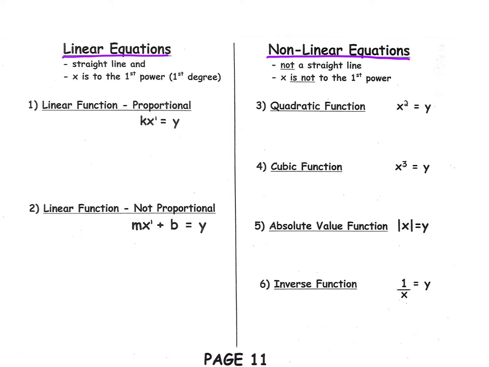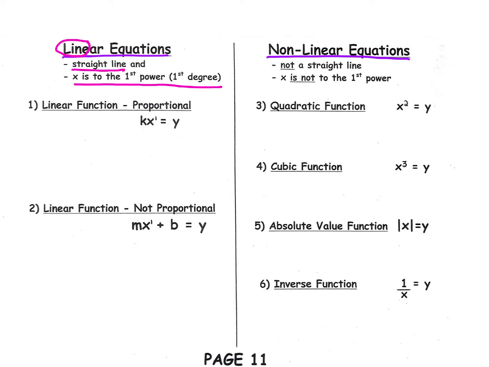First of all, when you hear linear, I hope you think of the word line. Linear equations will produce a graph that is straight. It can be increasing, decreasing, or staying the same, but it will be straight. When you look at a linear equation, x will always be to the first power. We don't always write that, but it will always be to the first power.